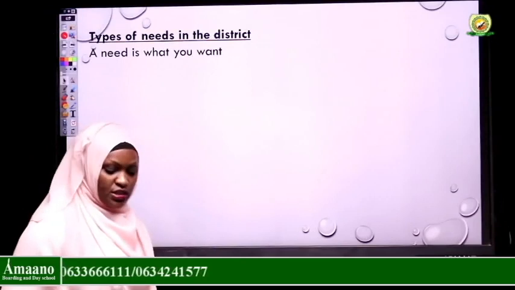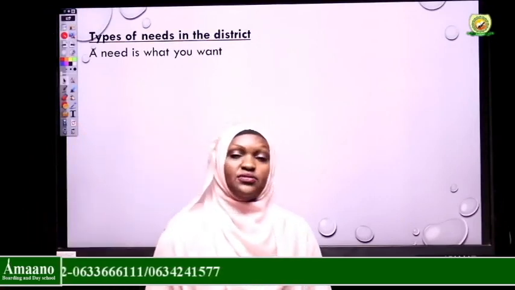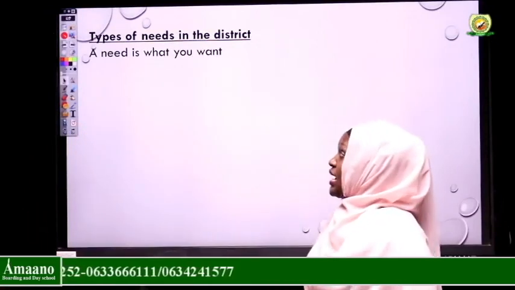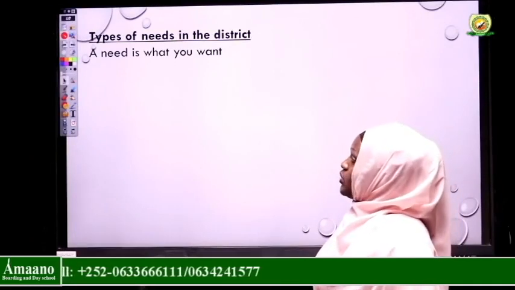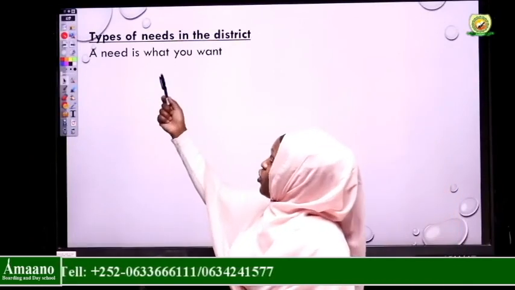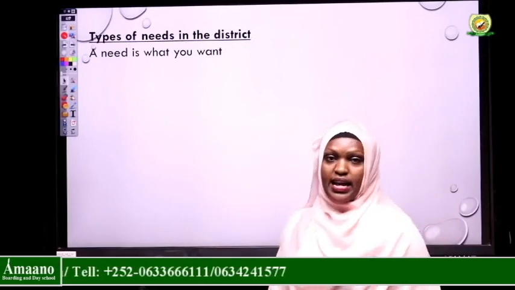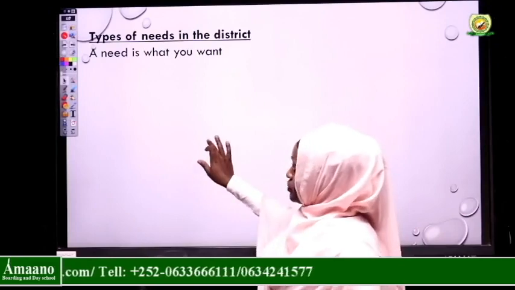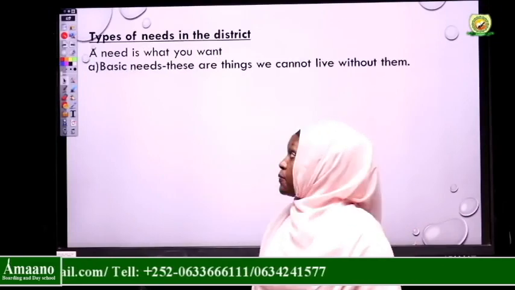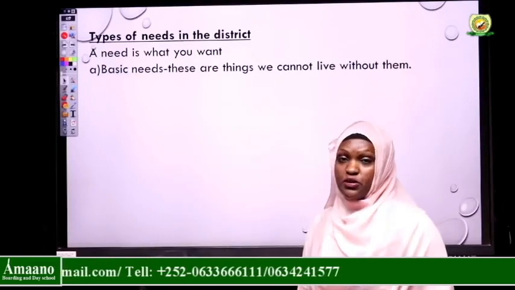But before we go to our needs in the district, let's first remind ourselves what a need is. What is a need? We say a need is what you want. We have two types of needs.